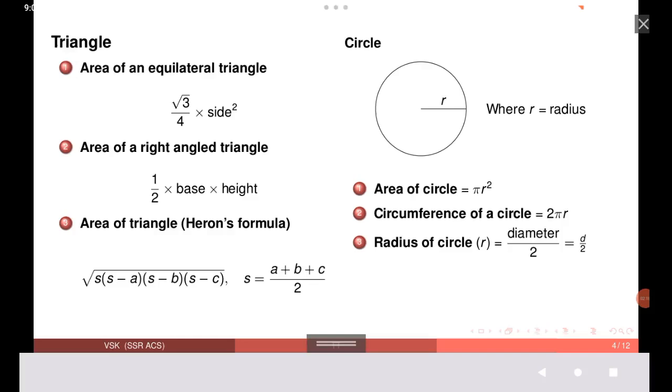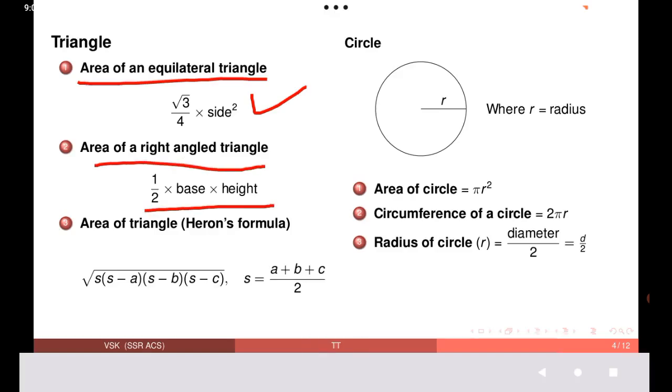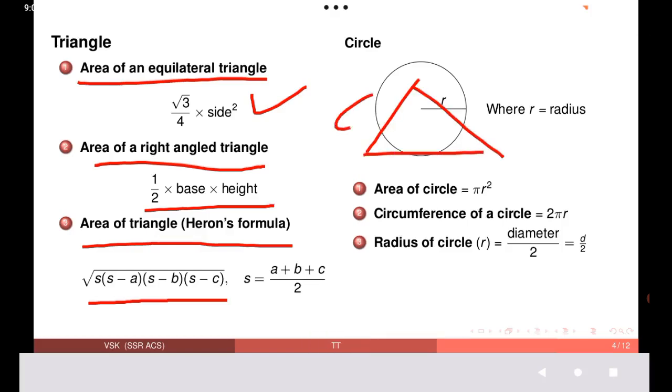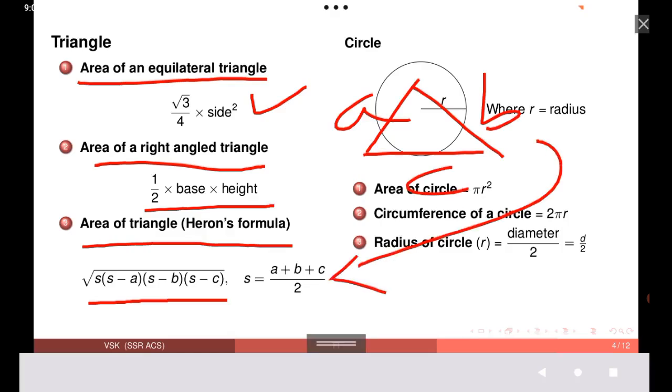And triangle. We know the area of an equilateral triangle; the formula is under root 3 by 4 into side square. Area of a right angle triangle is 1 upon 2 into base into height. Area of a triangle by Heron's formula is under root of S into (S minus A) into (S minus B) into (S minus C), where S is (A plus B plus C) by 2. Suppose this is your side A, this is side B, and this is side C. First you calculate the value of S, then put the values in this formula, and we'll get the area of the triangle. This is applicable when all 3 sides of a triangle are given.